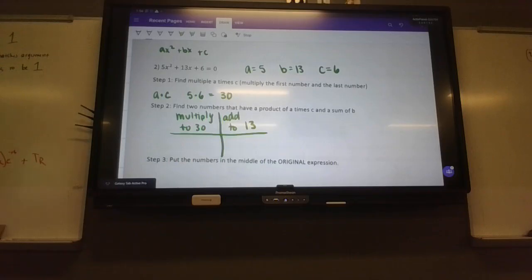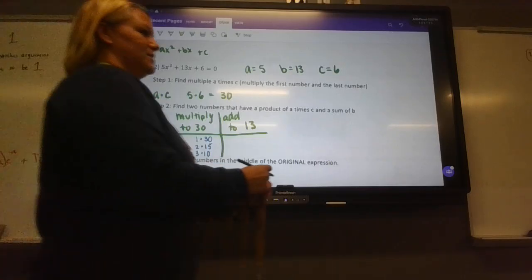So when I try to make a list, I think of everything. So I start with 1. There's 1 times 30. There's 2 times 15. Someone found it. Ariana, there's a 3 times 10, 5 times 6. All of these numbers would multiply to 30. Thank you.